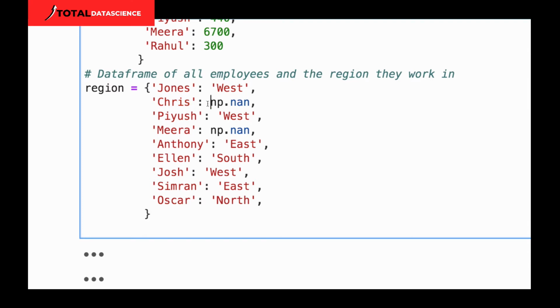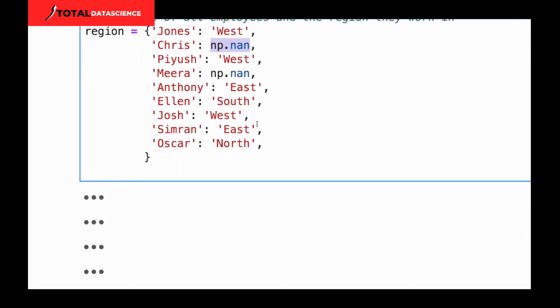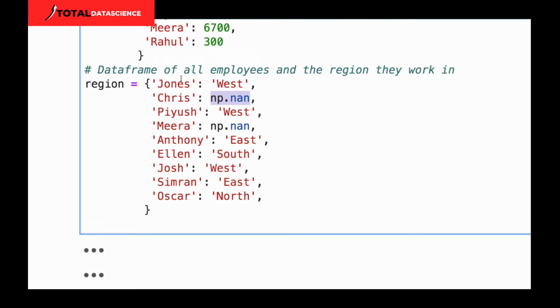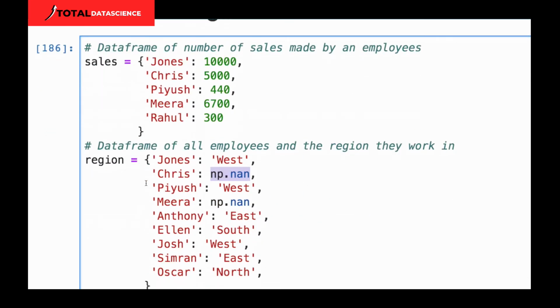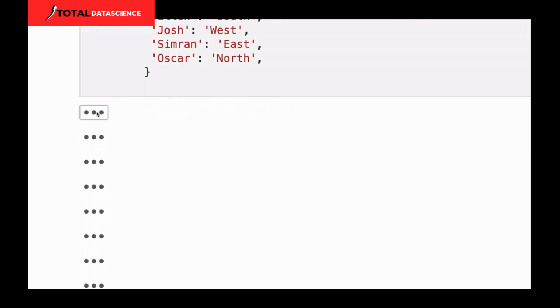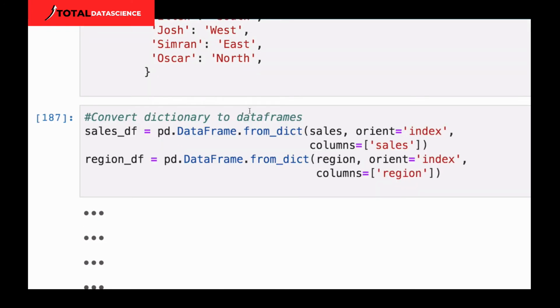And then here I'm using np.nan. I'm intentionally generating NaN, not a number, so there was no number to put here. So these are names of the people, the sales guys, and where they sell, and these are the names of the sales guys and the amount they sell. These are the two different dictionaries that I've created.